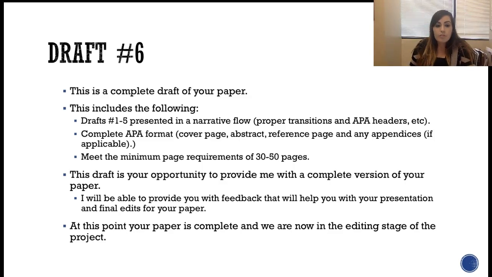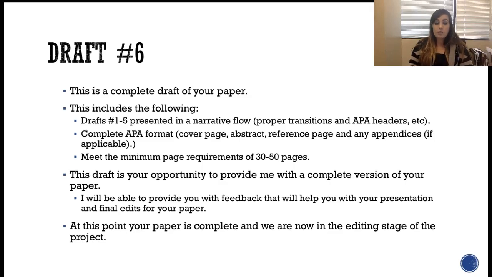What we're doing in draft 6 is you're sending me a draft of your paper. I'm going through it with a fine-tooth comb. I'm making sure all of the important information from drafts 1 through 5 is presented in a narrative flow with proper transitions, APA headers, etc. I'm also looking for a completed APA format, cover pages, abstracts, references, appendices, anything like that that may be necessary in your paper. I'm looking to see that you've met the minimum page requirement. And ultimately, I'm looking at whether your paper is ready to move on to the next level.